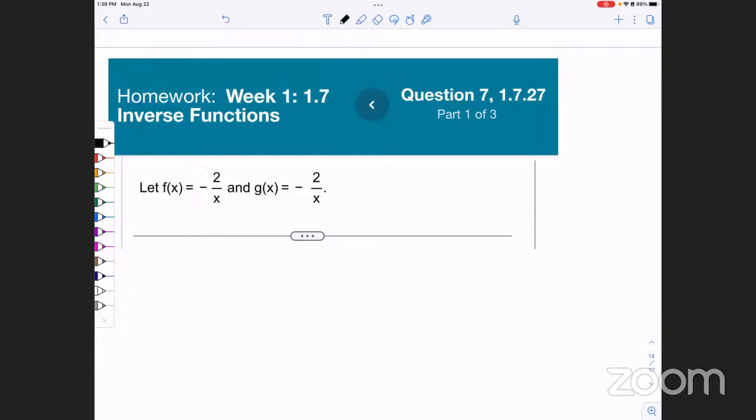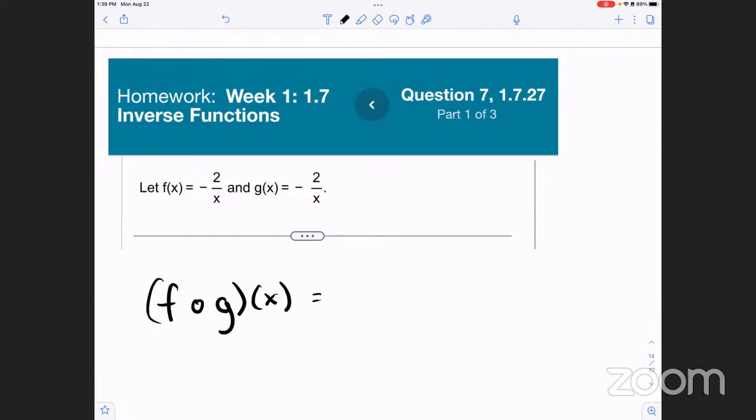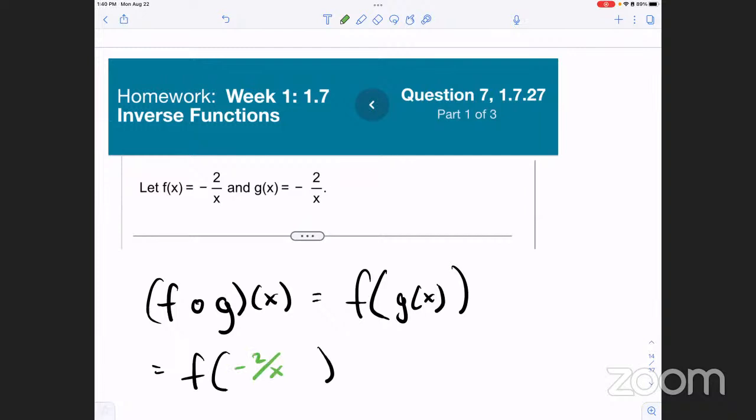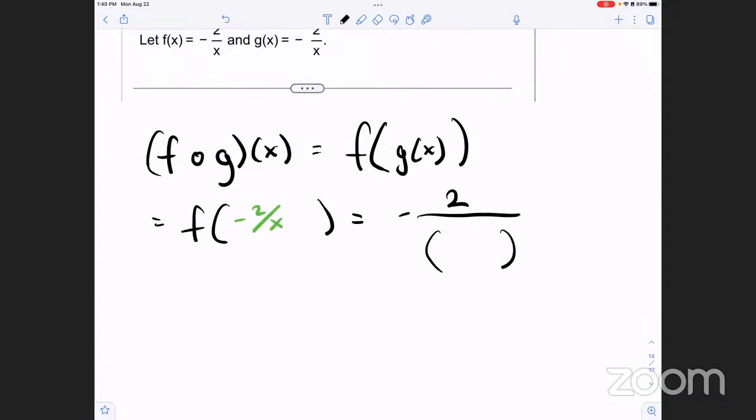So basically it asks us first to find f compose g of x, right? What does this mean? This means the second function inside the first function. So it means f of g of x. In this case, f of, now I'm going to do g of x in green, f of -2 over x, right? So what we're going to do is write f of x like normal, but replace all the x's with the green thing. So x in this case is going to be -2 over x, right?